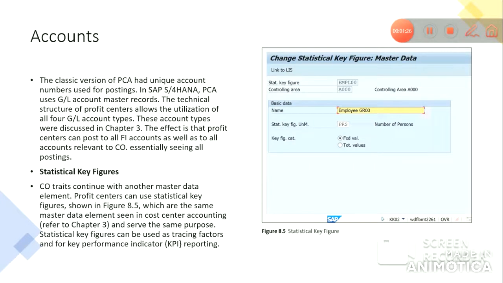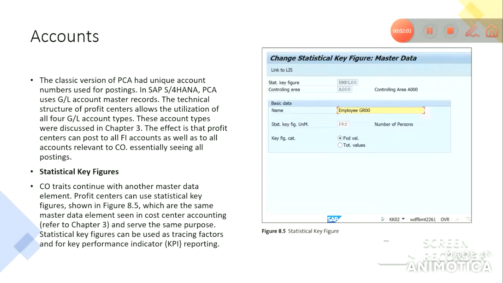Account. The classic version of profit center accounting had unique account numbers used for postings. In SAP S/4HANA, Profit Center accounting uses GL account master records. The technical structure of Profit Center allows the utilization of all four GL account types. These account types were discussed in previous chapters. The effect is that profit centers can post to all FI accounts as well as to all accounts relevant to CO, essentially seeing all postings.